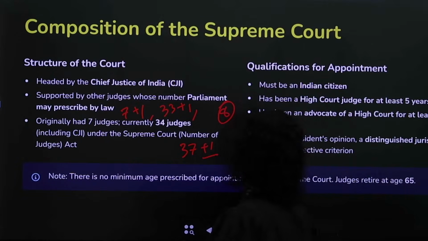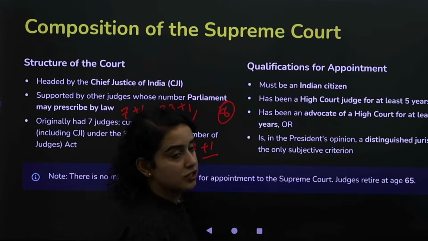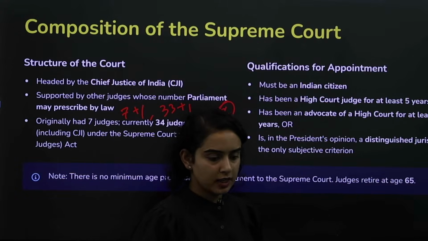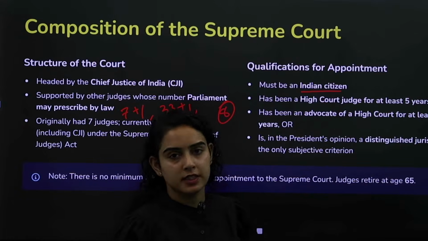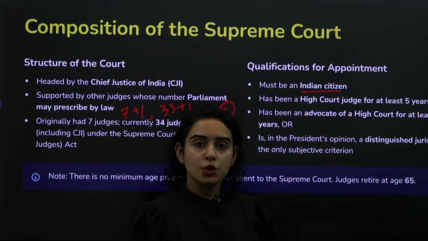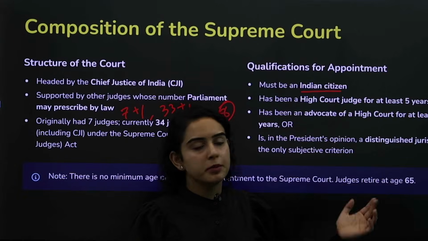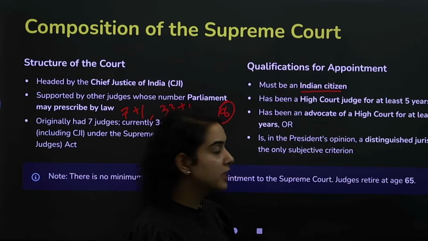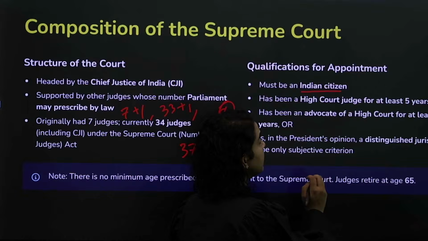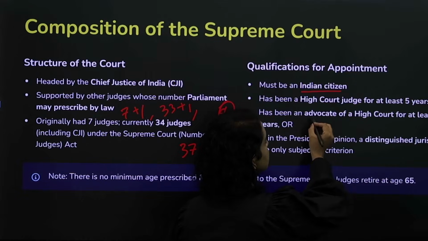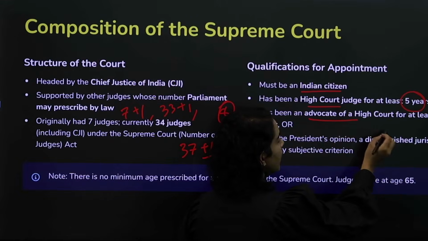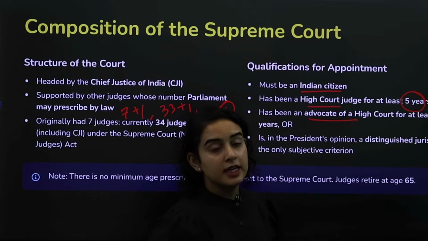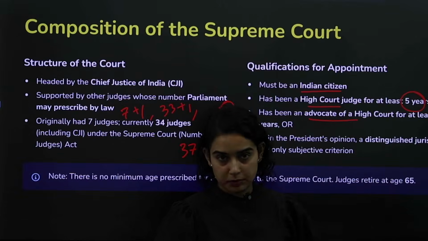Now, who can be a Supreme Court judge? Very important, very interesting to understand. Who can be a judge? First of all, he or she should be a citizen of India. First things first. No non-Indian can become a Supreme Court judge. He has to be an Indian citizen. Secondly, he has to be at least a High Court judge for 5 years or an advocate of High Court for at least 10 years. Then he can become a Supreme Court judge.